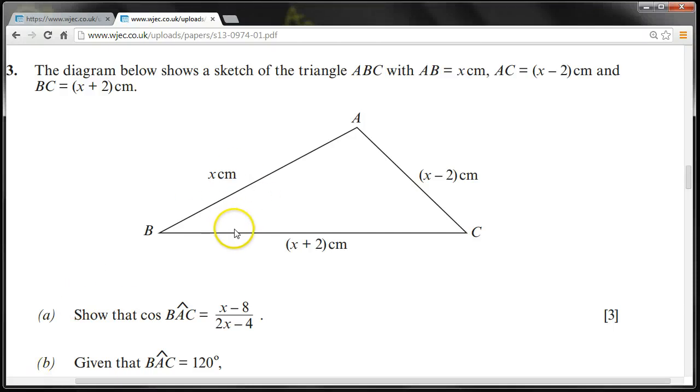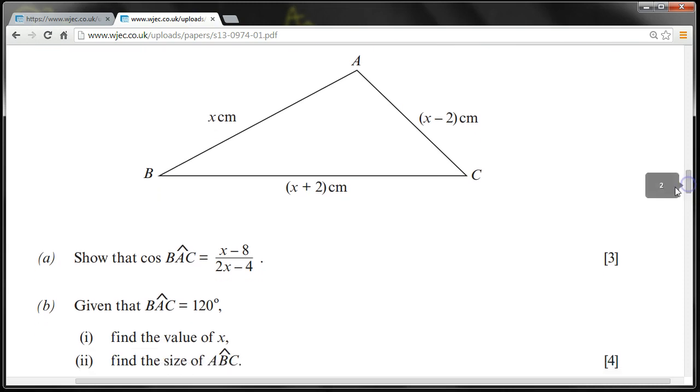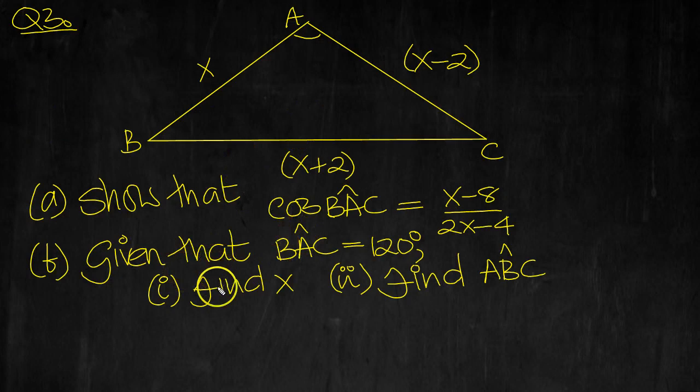Okay, here's the question then. There it is. So that's the triangle and that's the things that's required. So let's have a look at it then. I've got it written here. So we use the cosine rule to get this formula here for part A.